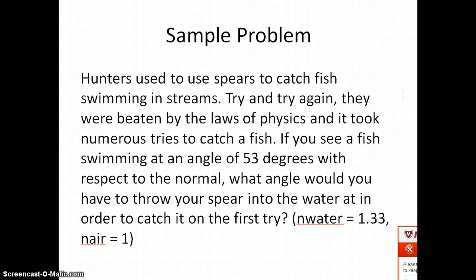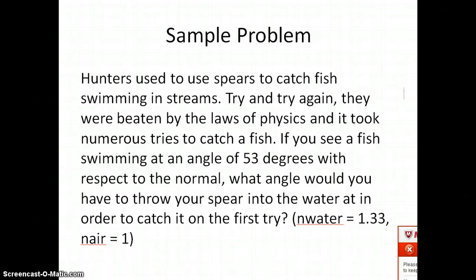So the sample problem is: hunters used to use spears to catch fish swimming in streams. Try and try again, they were beaten by the laws of physics, and it took numerous tries to catch a fish. If you see a fish swimming at an angle of 53 degrees with respect to the normal, what angle would you have to throw your spear into the water at in order to catch it on the first try?